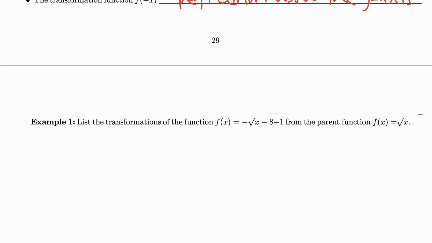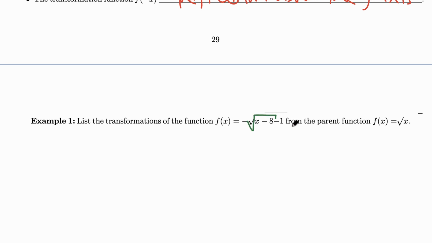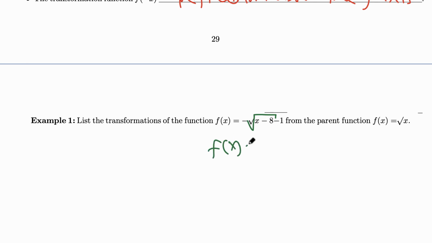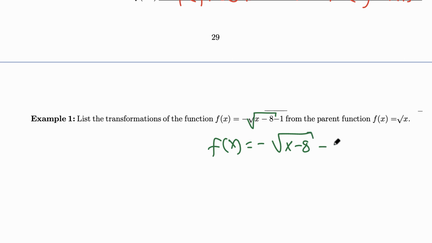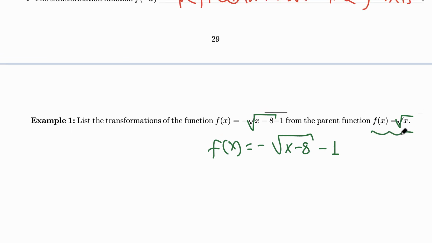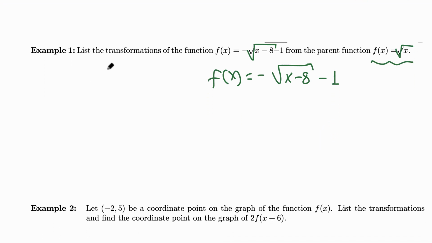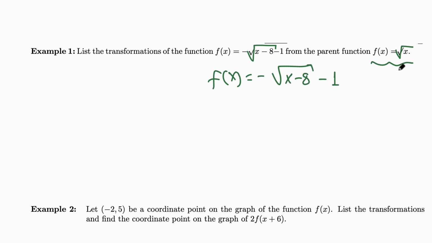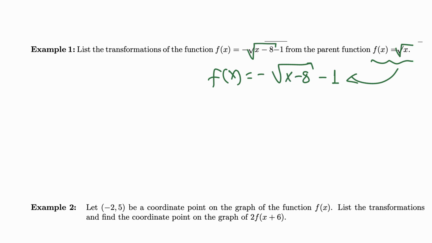Okay, so here is a function. I changed it a little bit. This is negative square root of x minus 8, minus 1, and this is y equals square root of x. That's the parent function. So we need to list the transformations from square root of x to negative square root of x minus 8, minus 1. So you can just list them this way.